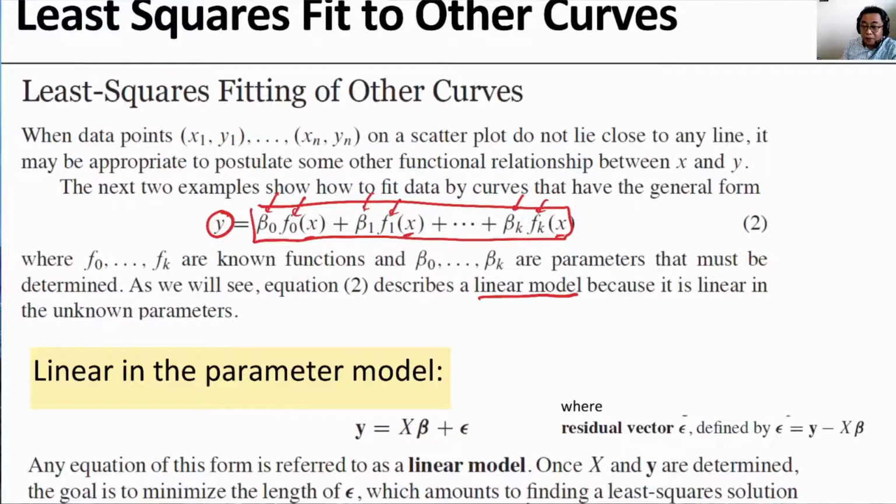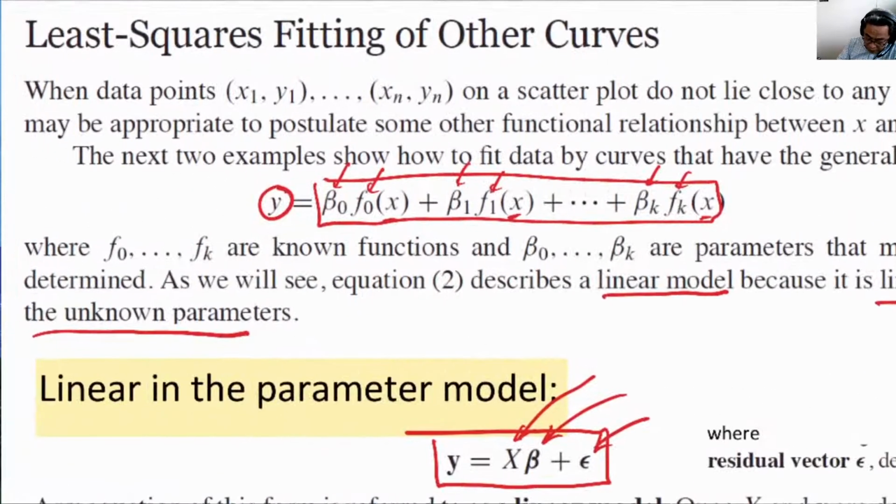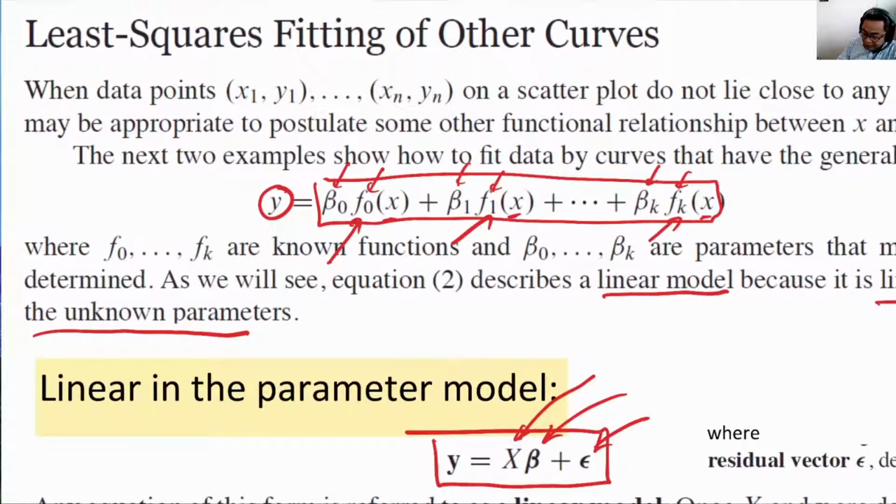You'll realize that when we cast the problem in this form, the model is still linear because the problem is still linear in the unknown parameters. And when the problem is cast this way, the resultant model still looks like this. It is the design matrix multiplied by the unknown parameters of the model, beta, plus the residual. You'll realize that once the f0, f1 and fk's are fixed, then the design matrix X is fixed. The only unknown in this case is beta.